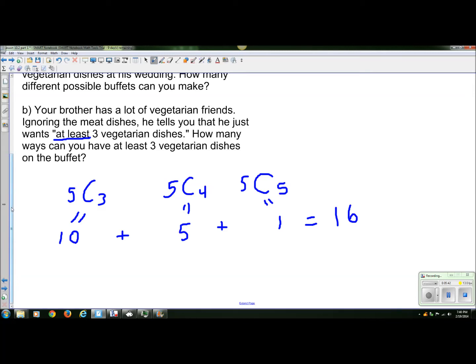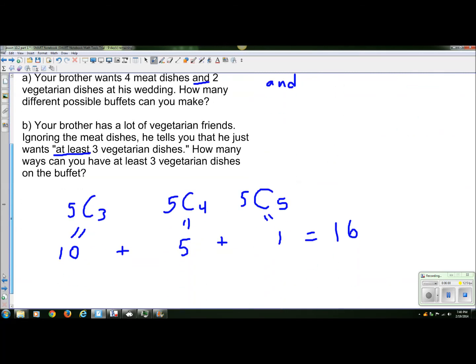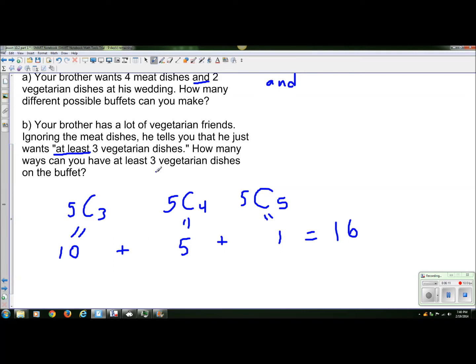Another really important distinction is "and." So in this case, wanting 4 meat dishes and 2 vegetarian dishes sort of signifies that there's 2 events that are going to go on. And so "and" gives you multiplication like we have above. Whereas down here, they could have 3 vegetarian dishes or 4 vegetarian dishes or 5 vegetarian dishes, and so here "or" gives you the plus. With any word problem, you know there are exceptions to this, but I hope that's a good guideline for you.